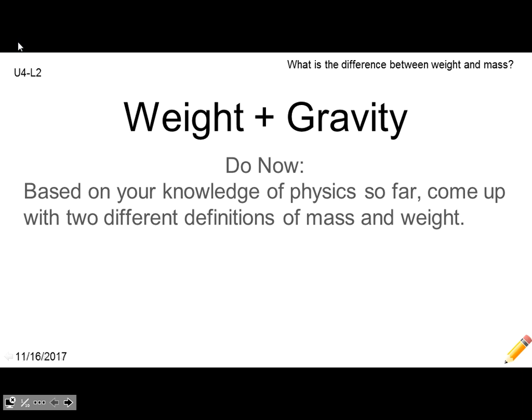So let me just get some quick comments about this do now. So Vicky, in your own words, what is mass? What would you say? What comes to mind when you see the word mass? Okay, so something that you would measure on a scale. Lauren, what about when you see the word weight? What comes to mind when you see the word weight? Okay, so then something that is heavy, right, might have more weight, right?